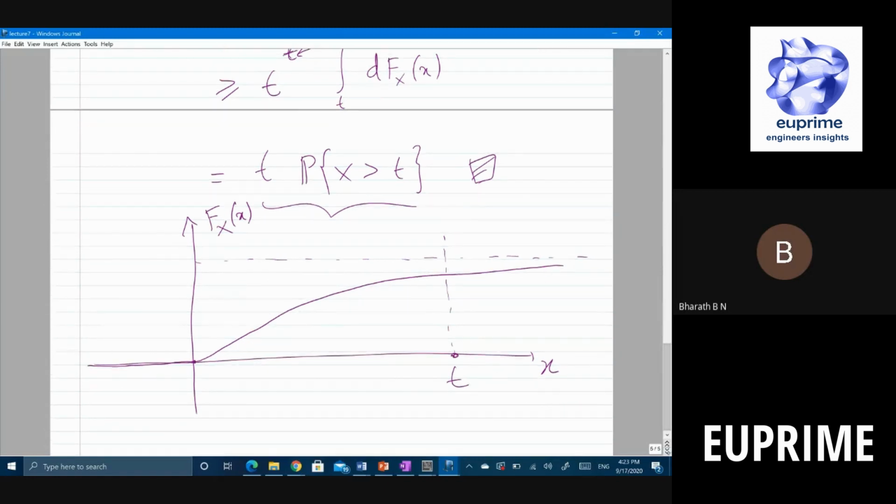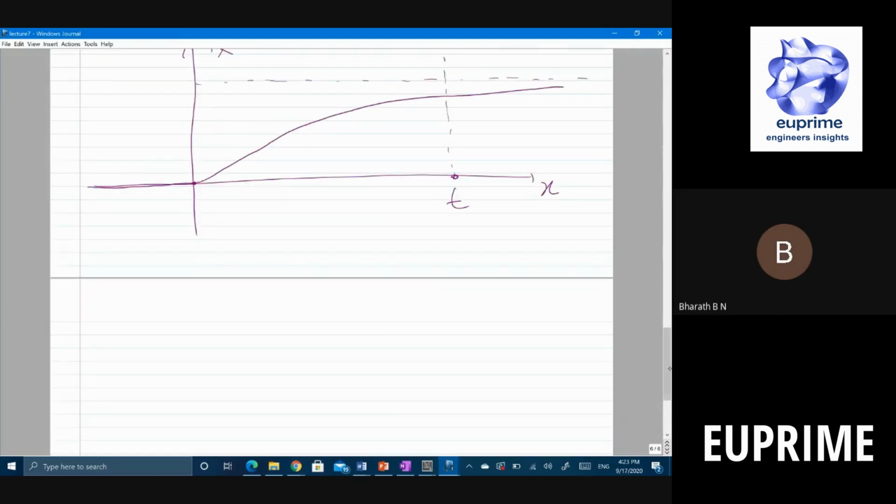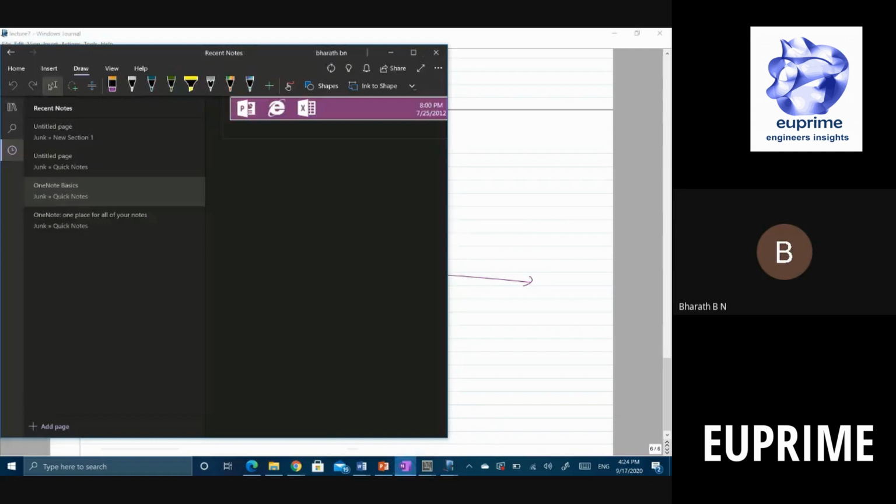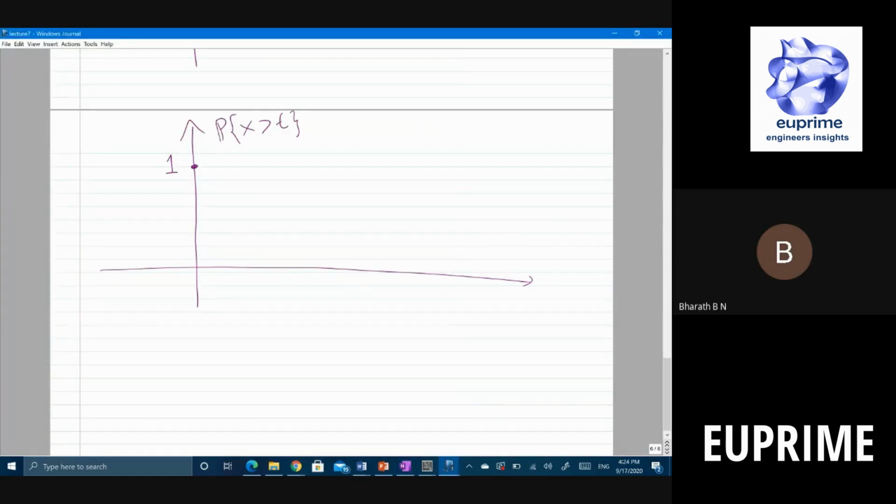Let's look at the complementary CDF. What is the complementary CDF? It is 1 minus this. Or I'll plot the probability of X greater than t. How does it look? For t equal to 0, it starts at 1, because the probability of X greater than 0 is 1. And then as t increases, the events become smaller and smaller and are contained within the previous event. Therefore it should decrease. So this is how it will be, and eventually it will go down to 0.